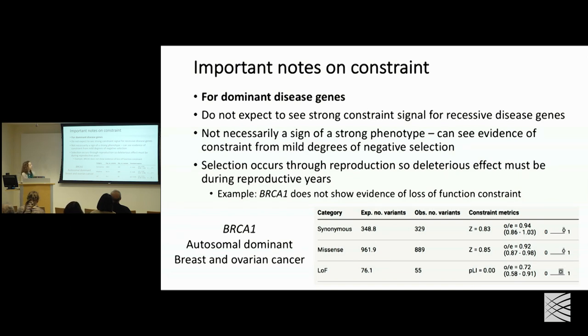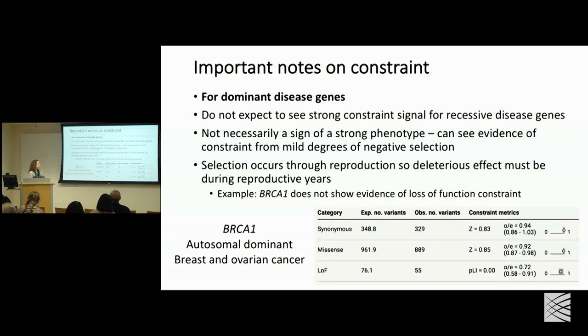It's for dominant disease genes. We don't expect to see a strong constraint signal for recessive disease genes. Occasionally, there's some signal. You don't have to have a super strong phenotype. You just have to have some degree of negative selection. But the selection has to occur before the age of fertility.